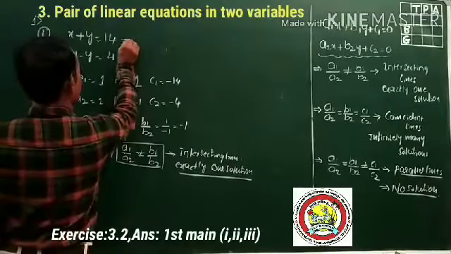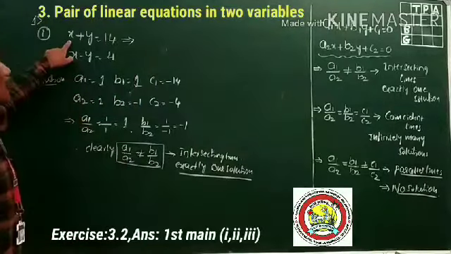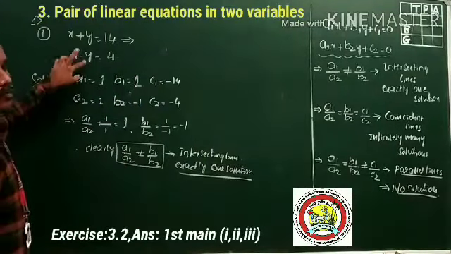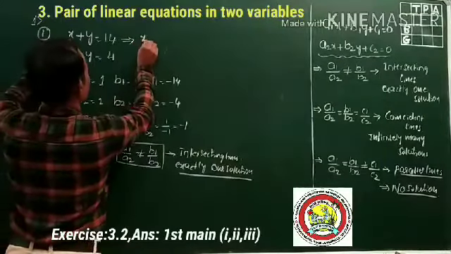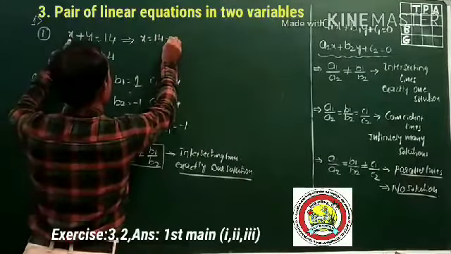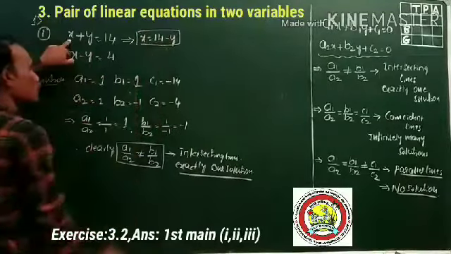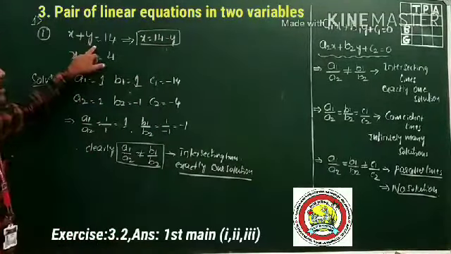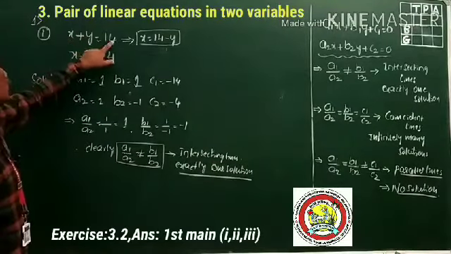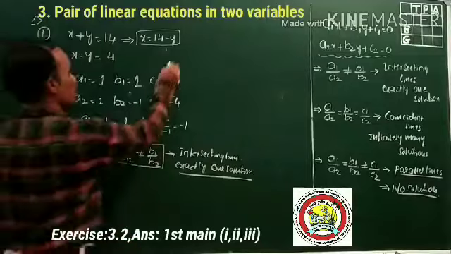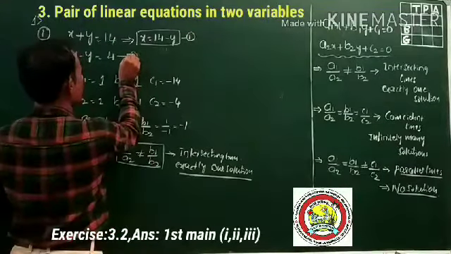Consider any one, either the first one or the second one. Find the value of x or find the value of y. Here I will use the first equation: the value of x is equal to 14 minus y. So better you follow the easiest one. So x is equal to 14 minus y. Keep this equation as 1, and keep the second one as it is.